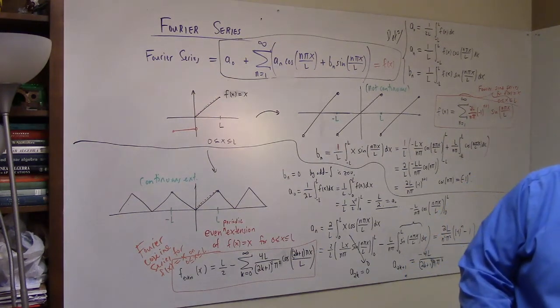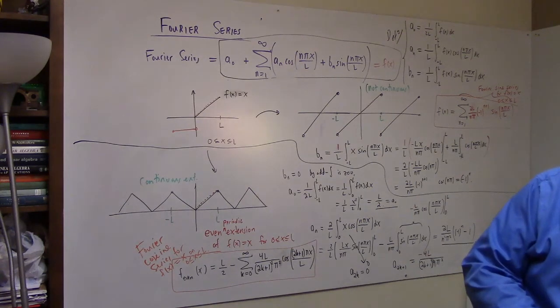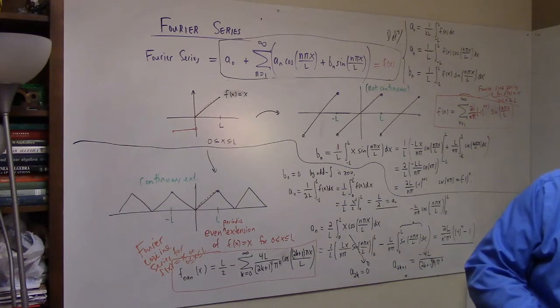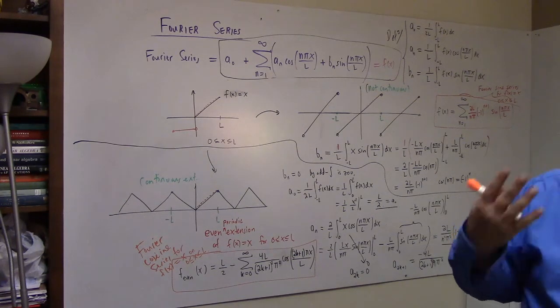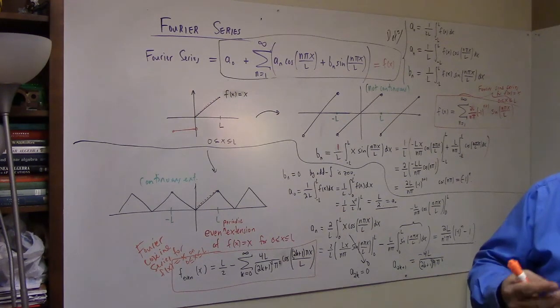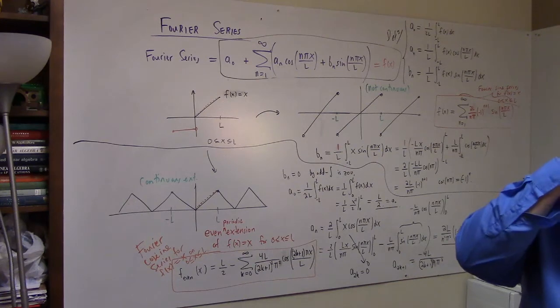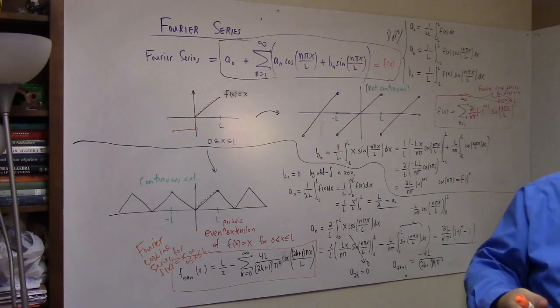Now the Fourier theorem, what's it say? It says if f of x is piecewise smooth from minus L to L, so it could have some jump discontinuities, then the Fourier series of f of x converges to the periodic extension of f of x.